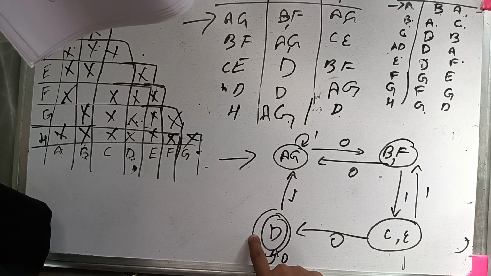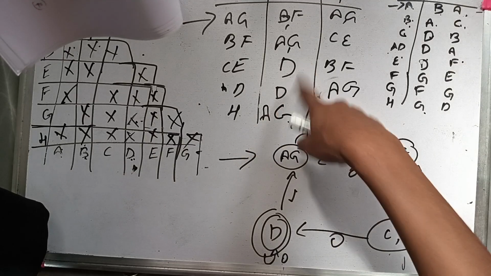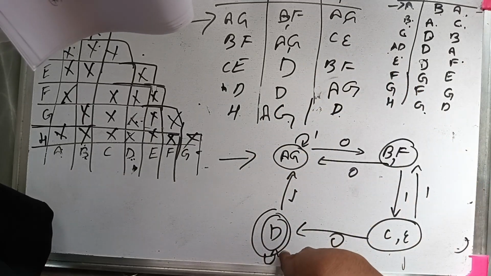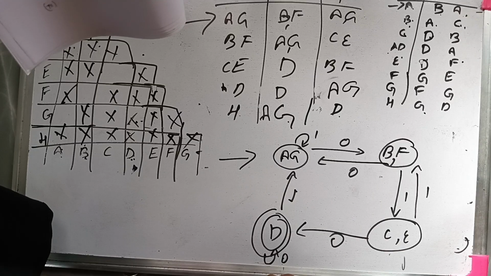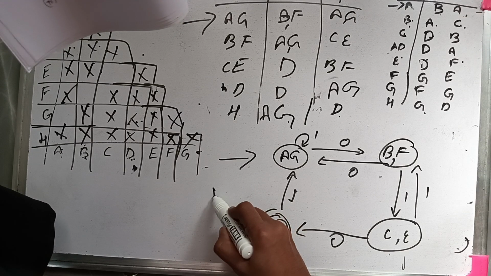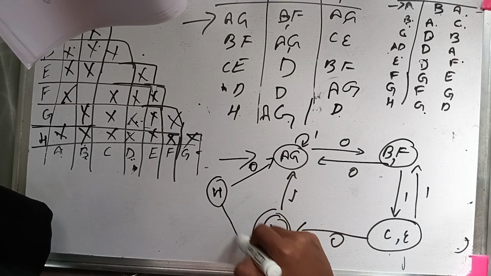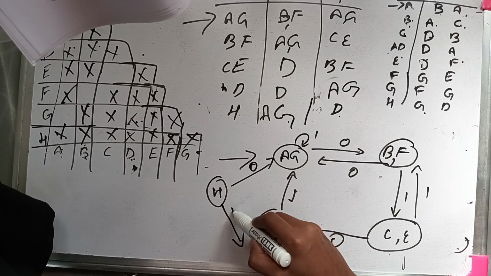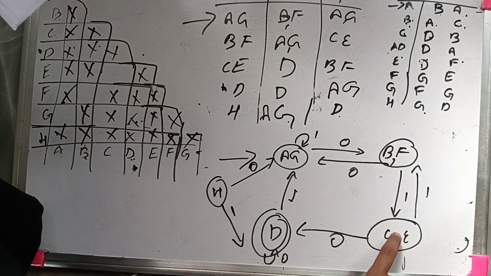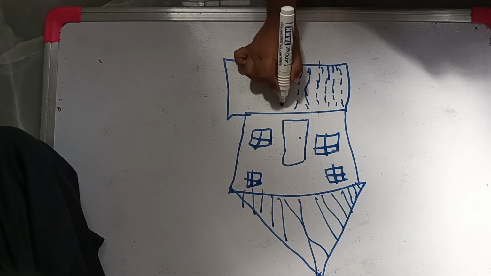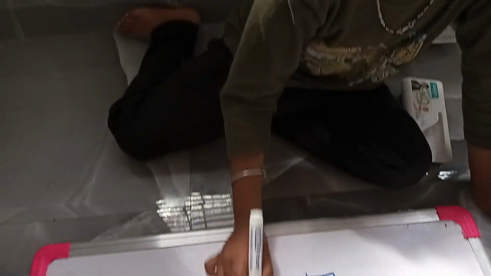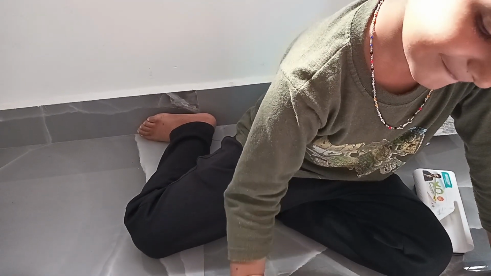Next for D, if 0 comes it's a self loop and if 1 comes it goes to AG. Next for H, if 0 comes it goes to AG, and if 1 comes it goes to D. Okay, this is the final diagram, and now the board is occupied, so let's take a break, we will continue this, okay.